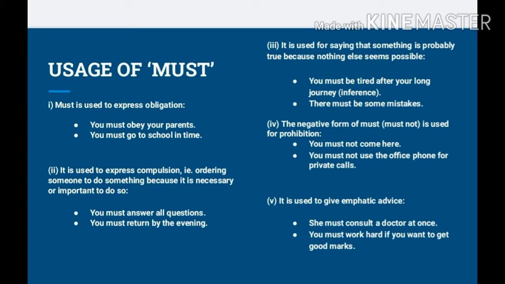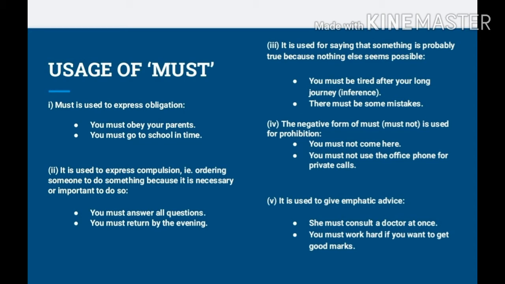Thirdly, must is used for saying that something is probably true because nothing else seems possible. Example, you must be tired after your long journey. There must be some mistakes. If you look at these examples, you can clearly see that must as a modal auxiliary is used to convey the probable truth because nothing else seems possible.